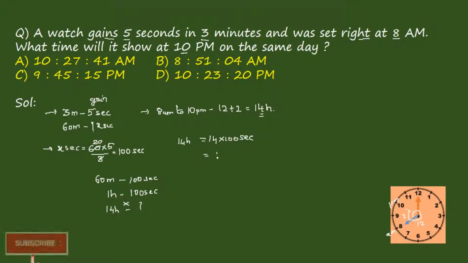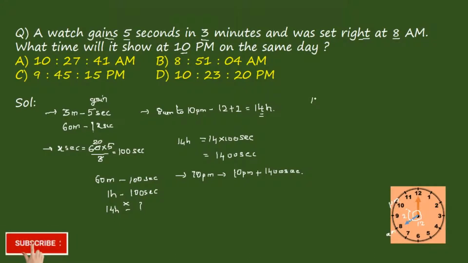Then it becomes 1400 seconds fast. So the time at 10 p.m. the clock will become 10 p.m. plus 1400 seconds fast, right? What is 1400?